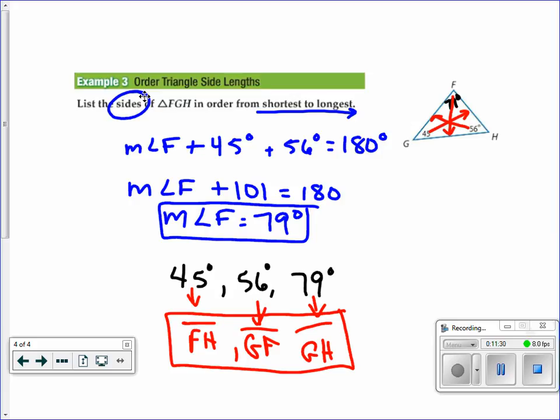For our homework, make sure that you're only doing the odds on the attached worksheet.